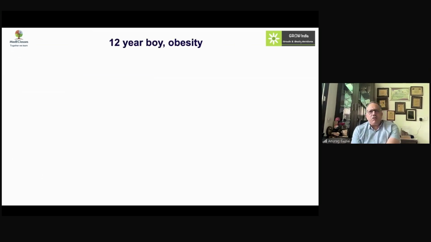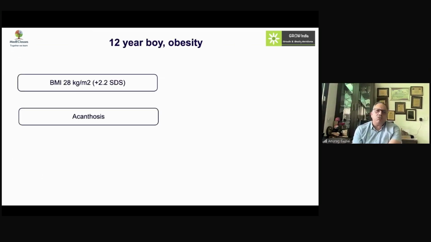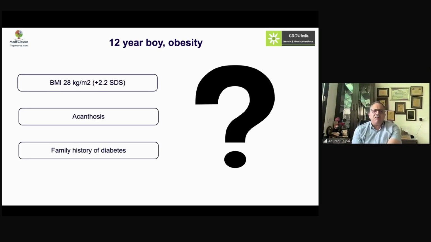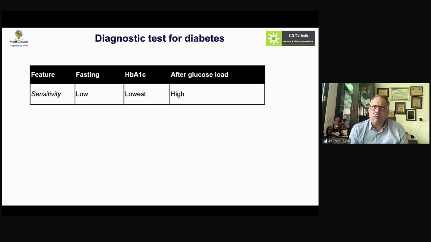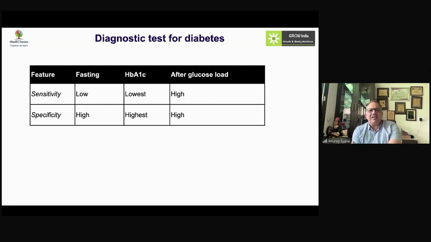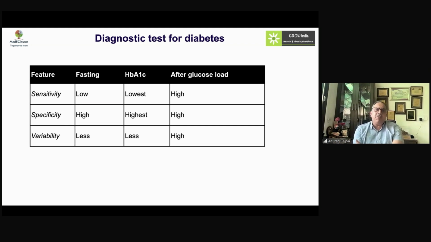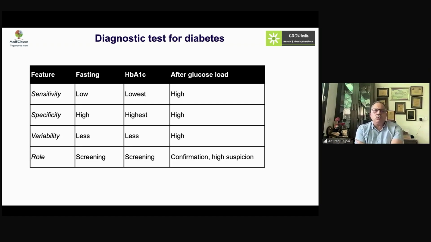So now we have a 12-year-old boy who is obese, has acanthosis, and a family history of diabetes. How do we work up? So what tests can we do for diabetes? The options include, of course, the fasting, the 2-hour, and the HbA1c. We know that the fasting has the highest specificity, and HbA1c is something which we can easily do because it's a single test, you don't need to do a fasting or a post-load sample.